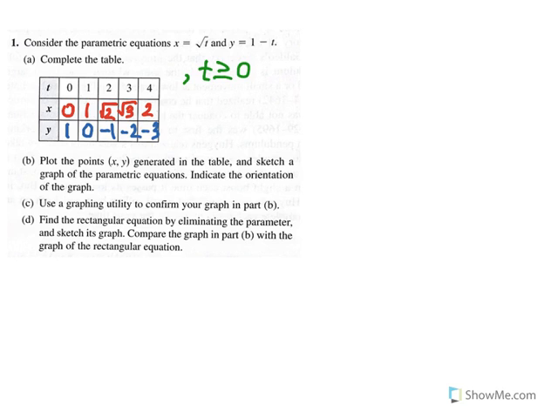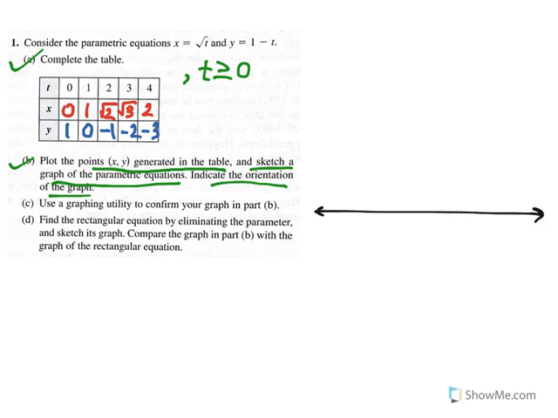So what do we want to do? We want to sketch the curve represented by this set of parametric equations. If you look at the instructions, it says complete the table. We've already done that. Part B, plot the points x, y generated in the table and sketch a graph of the parametric equations. Indicate the orientation of the curve. So just by following A, B, C, and D, we'll be achieving the objectives for today's lesson. Objective 1, sketch the curve represented by a set of parametric equations. So we are able to do that now, and I'll go ahead and sketch the x and y axes.